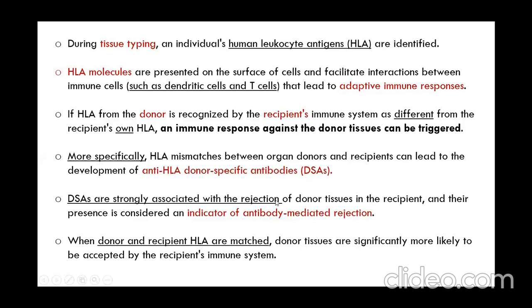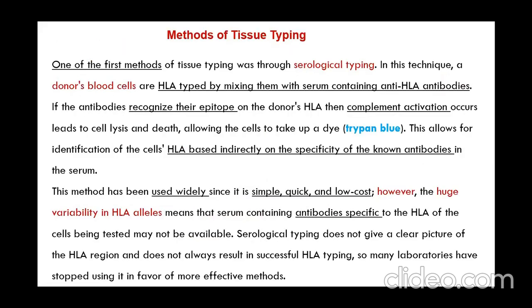So DSAs are strongly associated with rejection. When you have in-body donor-specific antibodies, it's highly foreign. It will be a rejection, an indicator of antibody-mediated rejection, classical pathway. And when donor and recipient HLA are matched, then no antibodies will be produced. Donor tissues are likely to be a match and accepted. Please try to understand this slide. If you understand it better, it will all become clear in terms of understanding transplantation, in terms of fundamentals of HLA typing. So what are the first methods we used?